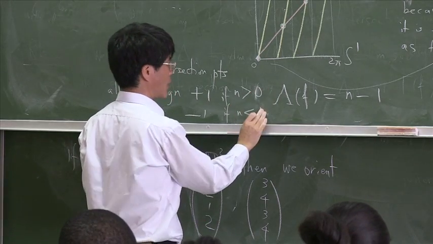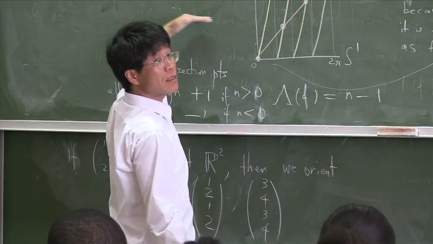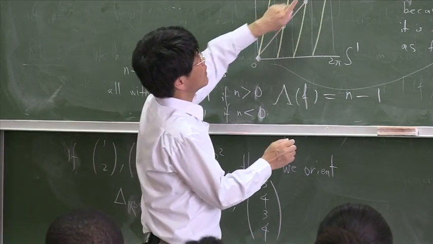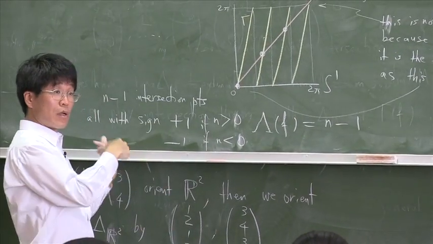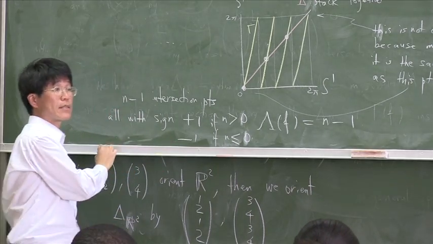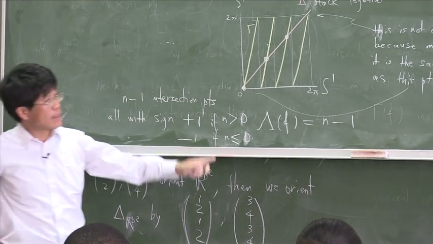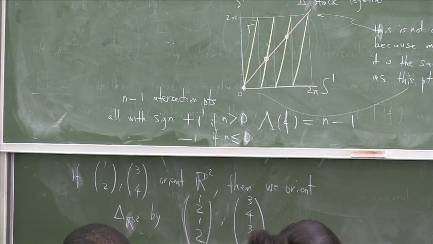What if n is 0? You get something like this. In that case, delta here, gamma here, that's opposite to the ambient orientation, so minus 1 in this case. And you can see that when n is 0, you get one intersection, but with a negative sign.